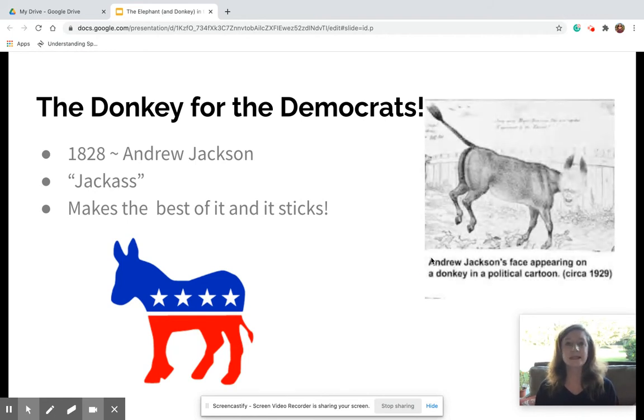And then this is kind of an iconic old political cartoon. Political cartoons didn't just start. They've been around a while. And that is Andrew Jackson's head on the donkey. That is from, let's see, 1929. Okay, so anyway, that is how the donkey came for the Democrats.